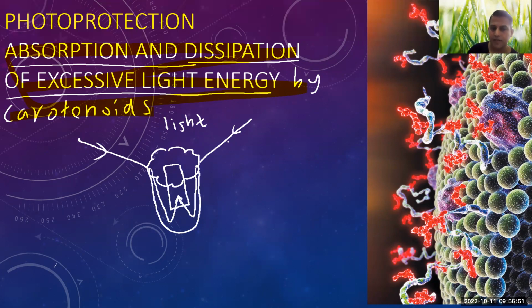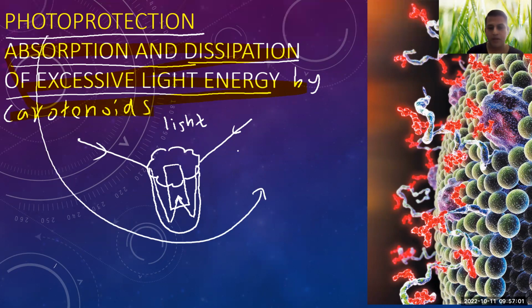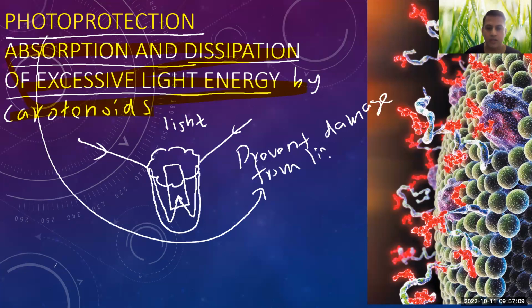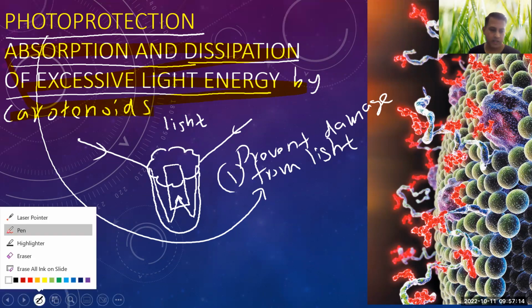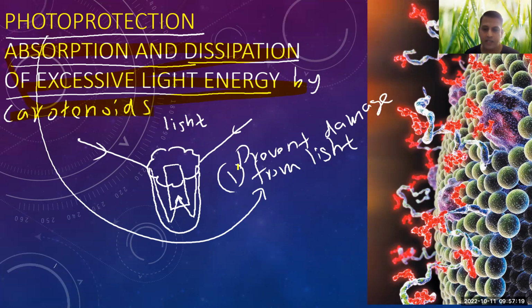So this has two effects, right? Photoprotection: prevent damage from light. So we can say carotenoids are important in photoprotection, and it prevents damage from the sunlight.